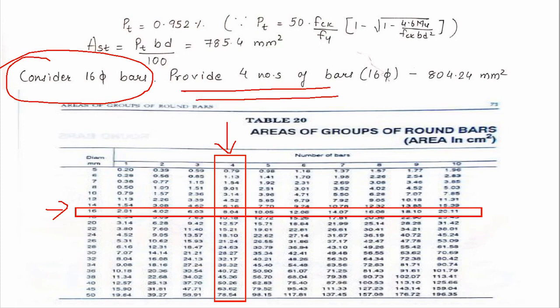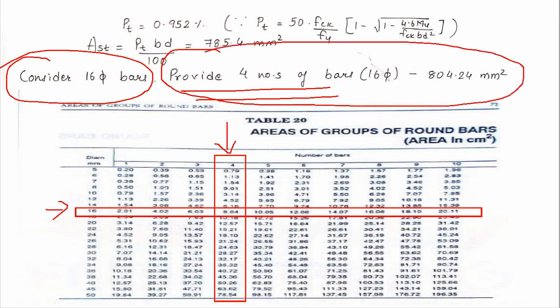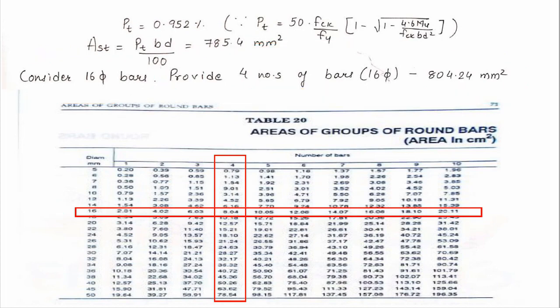So again repeating, this final statement is to be always mentioned in your GTU examination. It carries 1 mark. So we are providing 4 numbers of bars, 16 mm diameter, and the total AST provided is this value, that is 804. Converting it into mm square, again it becomes 804 mm square. Okay, so this was our example regarding how to calculate the area of steel.